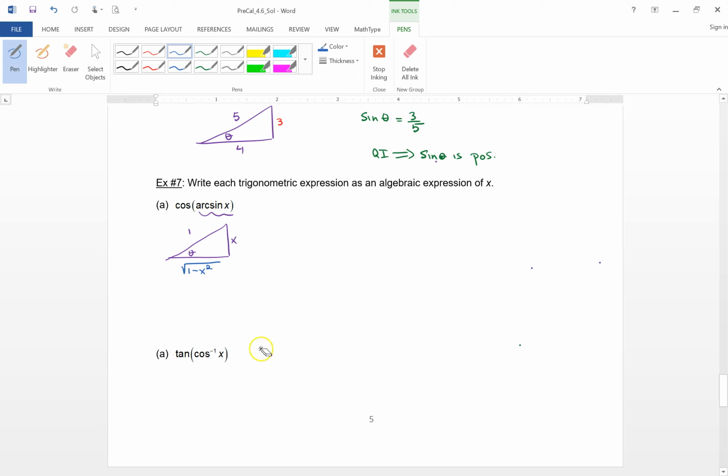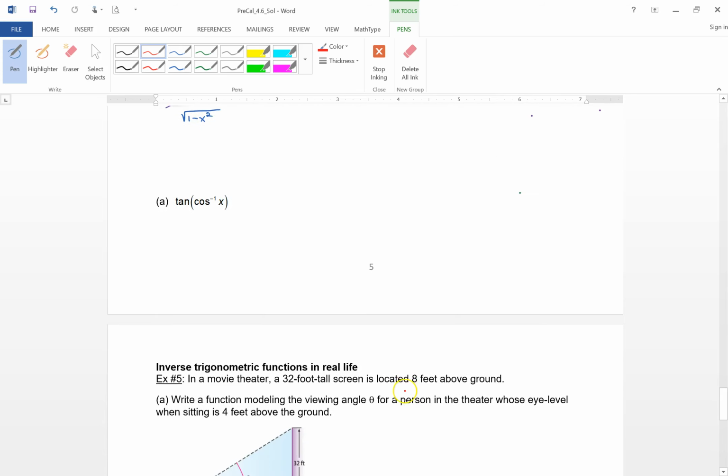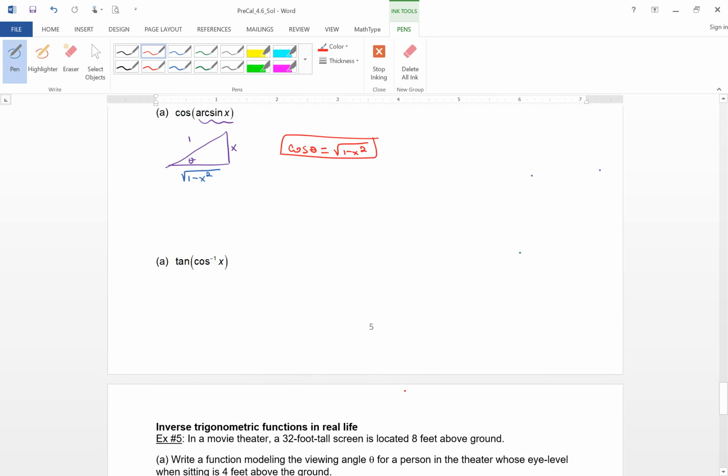Now, how do I find the cosine of this? Cosine of theta is adjacent over hypotenuse, over 1. So that's all. Okay? Let me do one more. Look at this one. Start with the inner function.